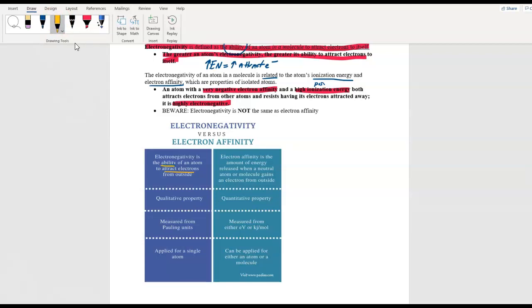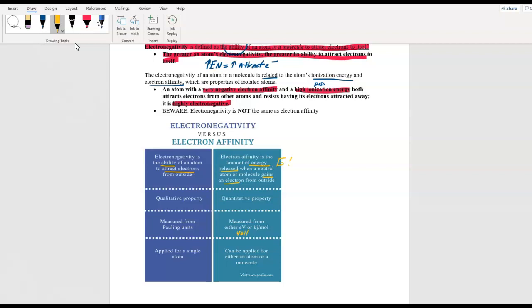Electron affinity is the energy released when an atom gains an electron. It has to do with energy. This is just an ability. One is a mathematical property called quantitative, and the other one is qualitative. Okay? It is measured with joules or volts. Okay? kJ, kilojoules, or capital V is volts.